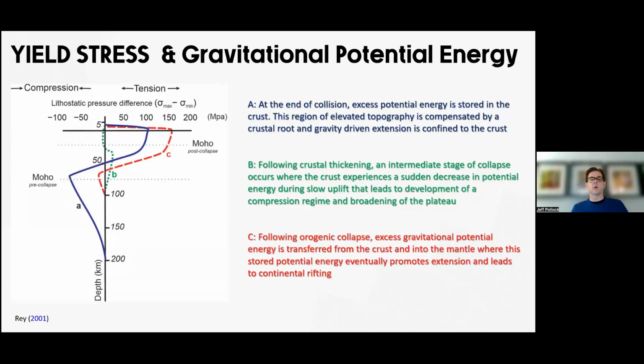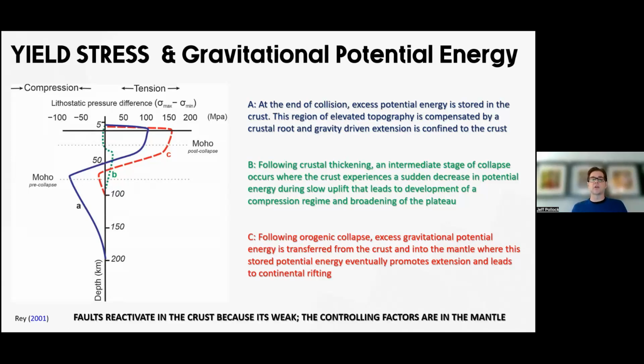And then following orogenic collapse, we uplift the mantle. The gravitational potential energy is transferred into the mantle, putting the mantle into extension. The strongest part of the lithosphere is in the mantle. So even though the rocks in the crust break because it is weak, the controlling factors are held in the mantle as it's put in extension.